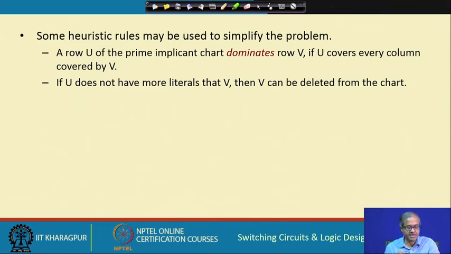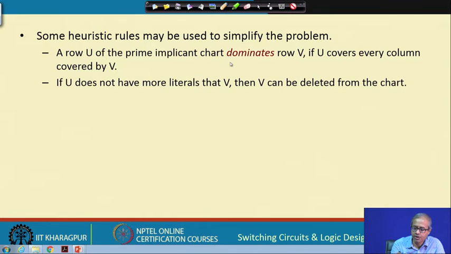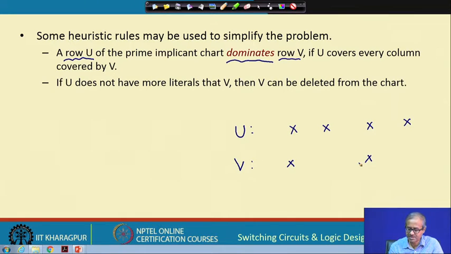Now, we present some simple rules using which you can further reduce the size of the table. There is a concept of domination. A row can dominate another row, a column can dominate another column. So, what is the basic concept of row domination? It says a row U of the table will dominate a row V if U covers every column covered by V. For example, in row U, I have a check mark here, here, here, and here. And in V, let us suppose there is a check mark here and here. So, we say U dominates V, because wherever V has a check mark, U also has a check mark.